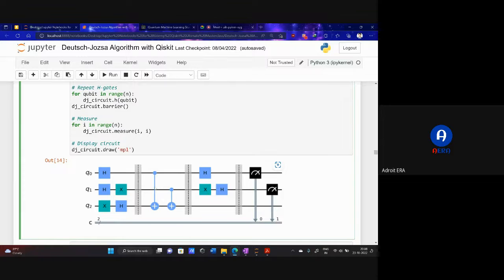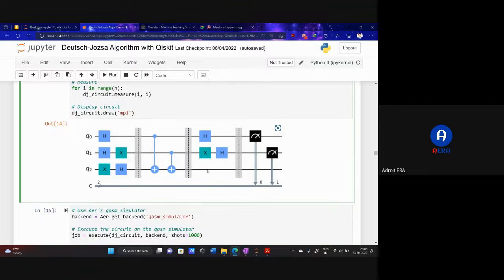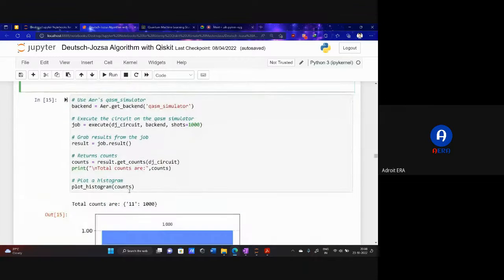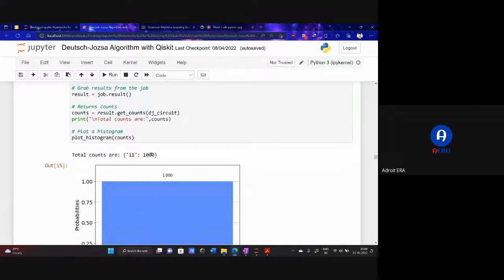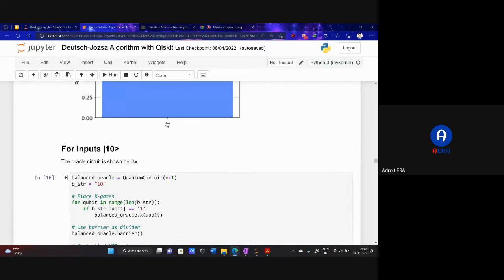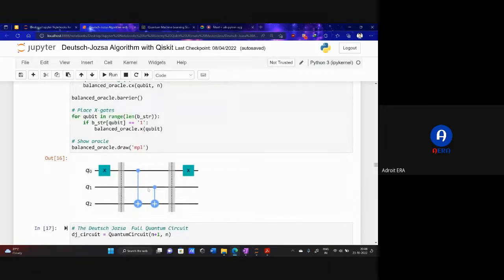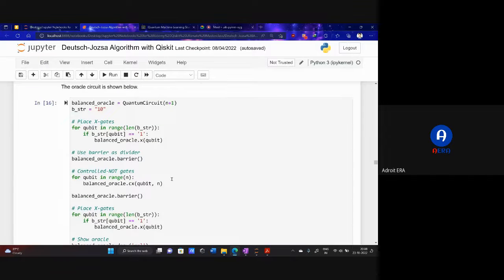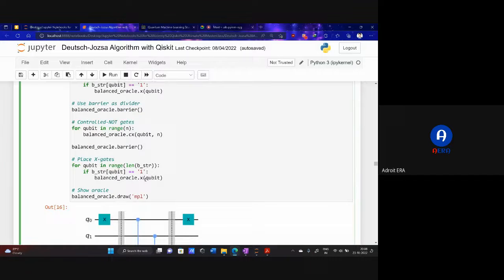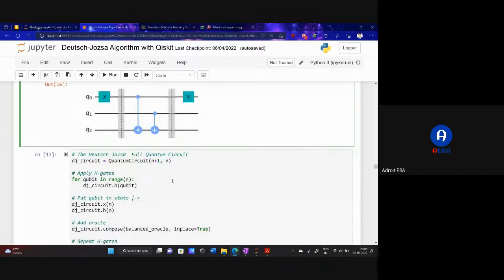So then Hadamard, and then again the same process. Hadamard applied to only the first register; on the second register, nothing is applied, nothing is measured. And then we get the result 1 1. This is expected because now we are dealing with the balanced oracle. So you will get 1 1 for 1 0 also. For 1 0 it will be like this. I'm not going to explain the code because this is the same code. We are just changing the bit string here. The other things remain the same. Once you know the basic code, then it is easy only.